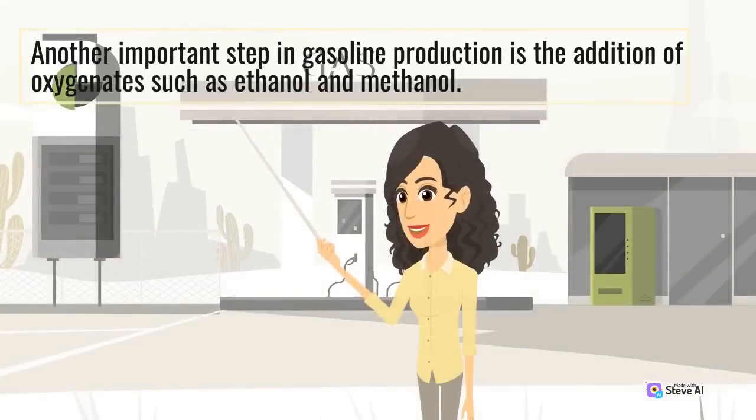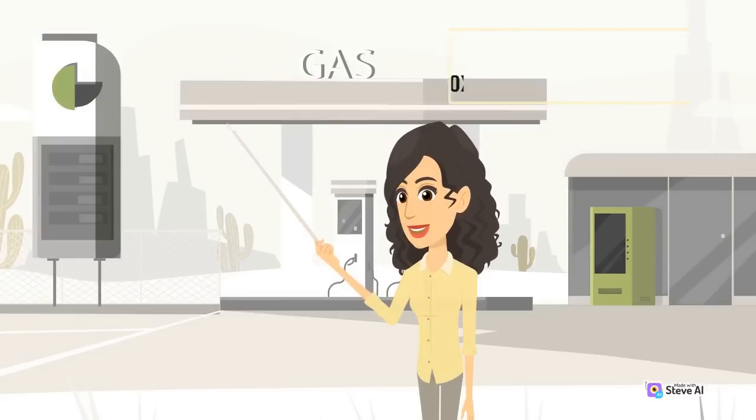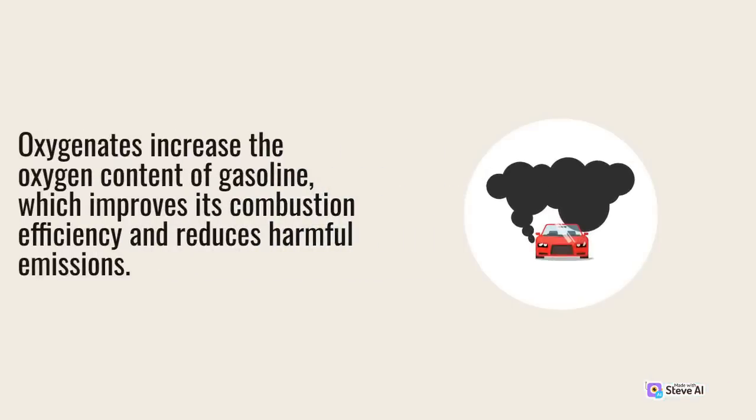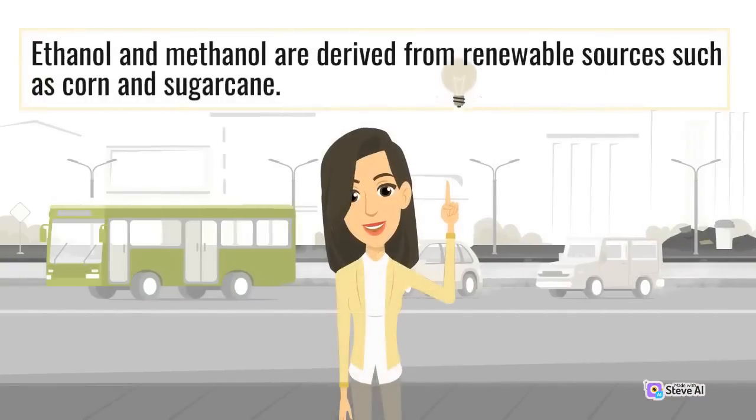Another important step in gasoline production is the addition of oxygenates such as ethanol and methanol. Oxygenates increase the oxygen content of gasoline, which improves its combustion efficiency and reduces harmful emissions. Ethanol and methanol are derived from renewable sources such as corn and sugarcane.